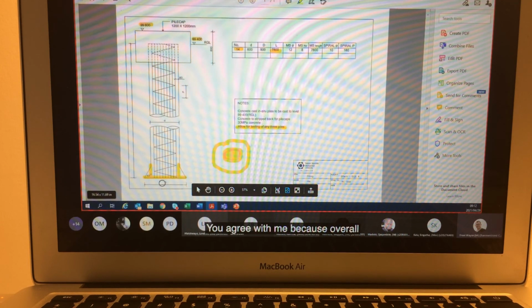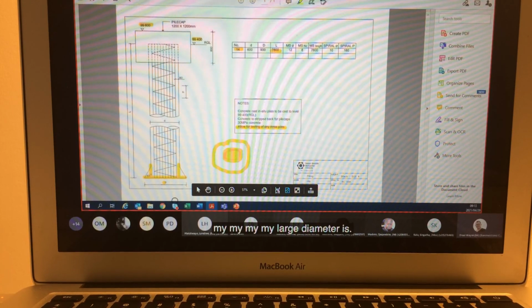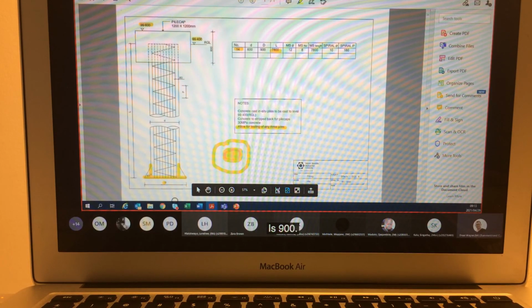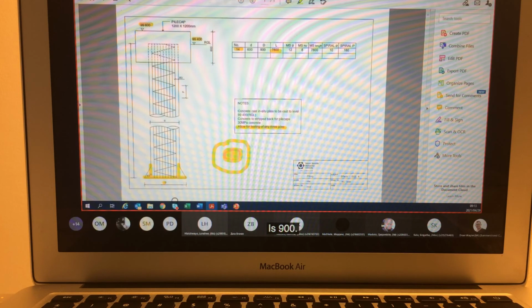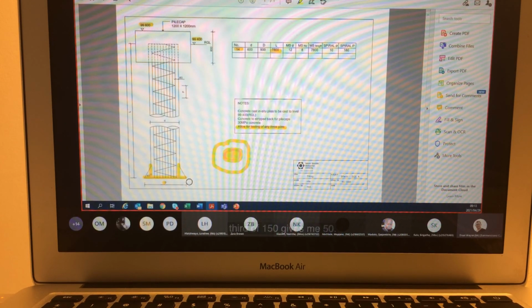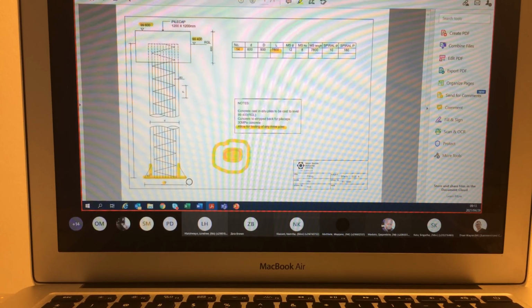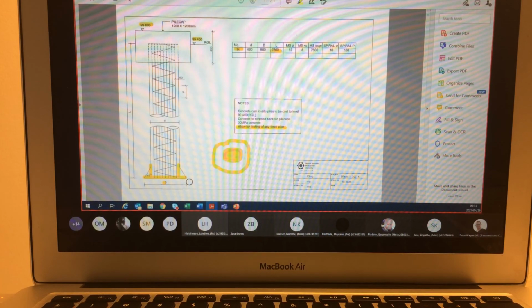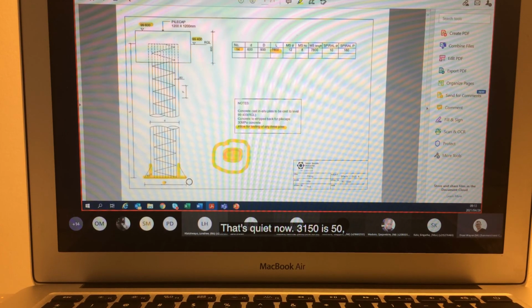Because overall my large diameter is 900. Okay? So in order for me to determine what that length is, I will have to say 150. A third of 150 gives me 50. Do you agree with me? 50, yeah. A third of 150 is 50.